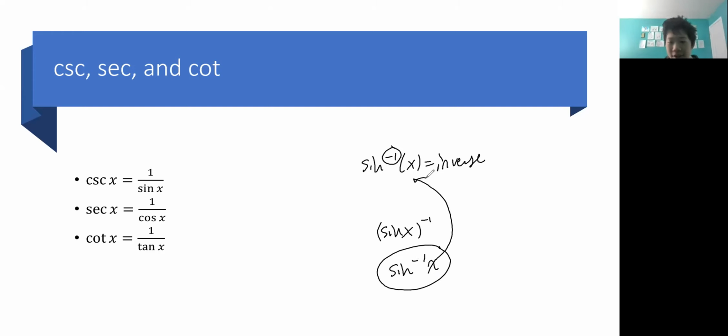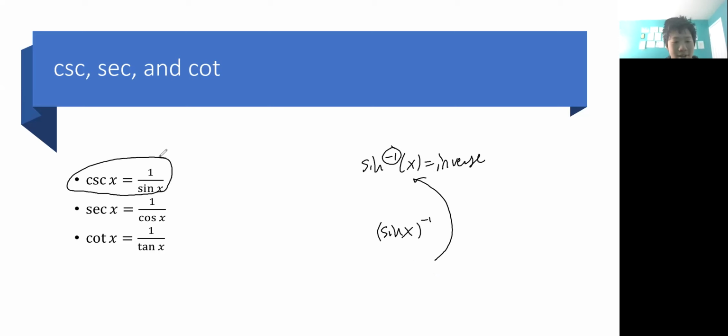But this is already taken up. The definition of this is the inverse, not 1 over sine. So how do we do it? That's where these things come in. CSC is what we write instead of sine x to the -1. This is equal to CSC x. This is cosecant.